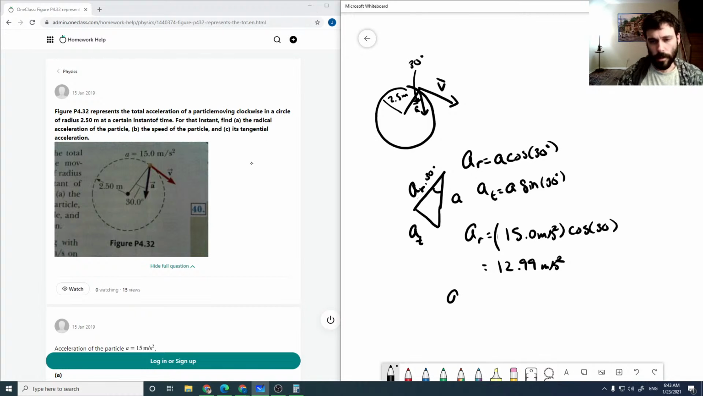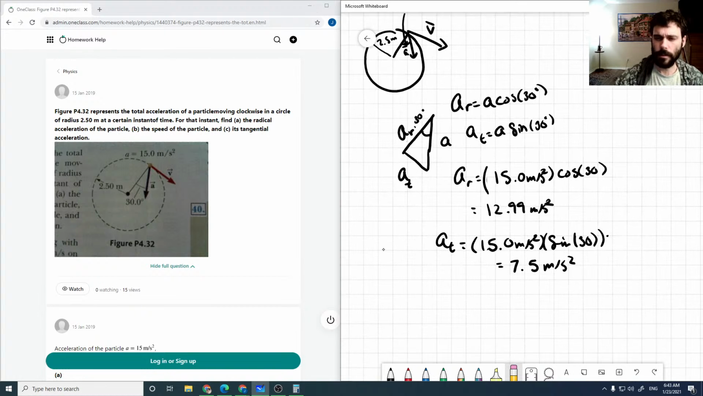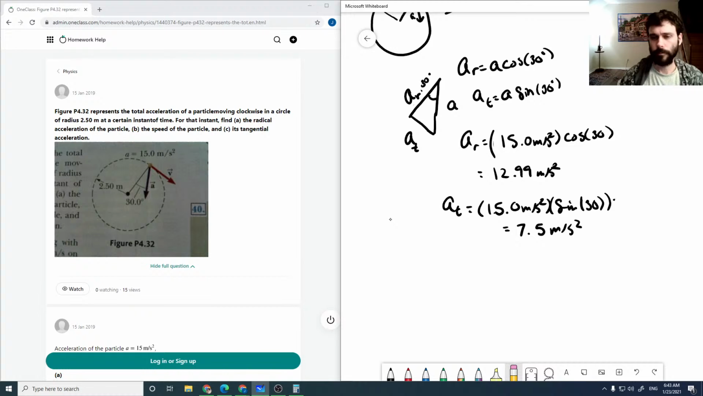And its tangential acceleration is just our A times sine of 30, which comes out to be 7.5 meters per second squared. All right, so I kind of skipped a step and did A and C, but that's okay. Now the speed of the particle.